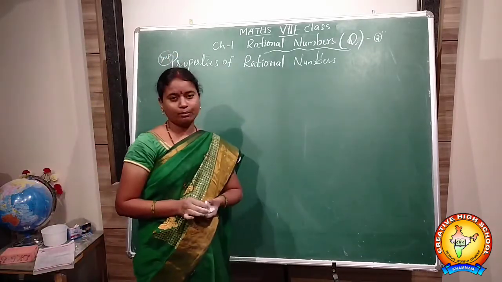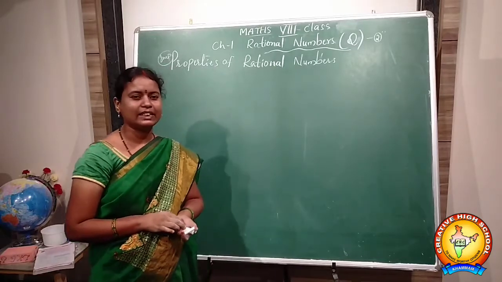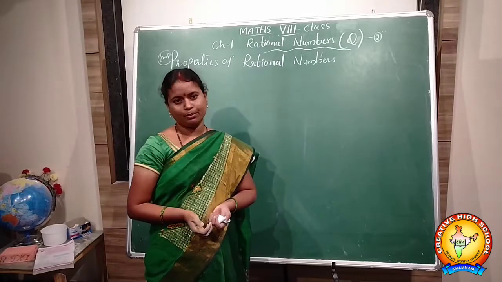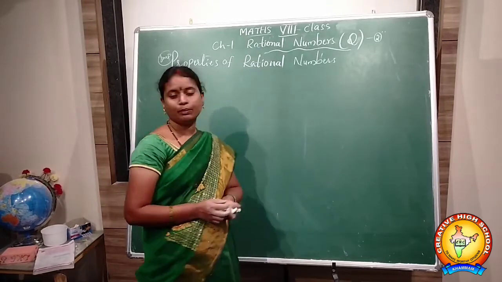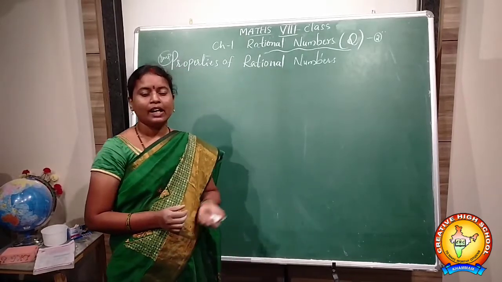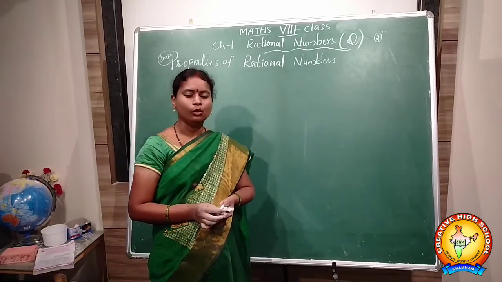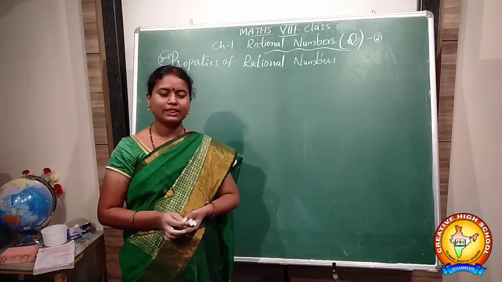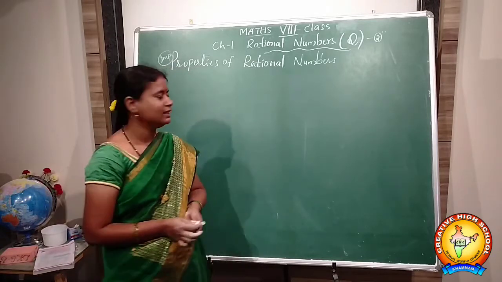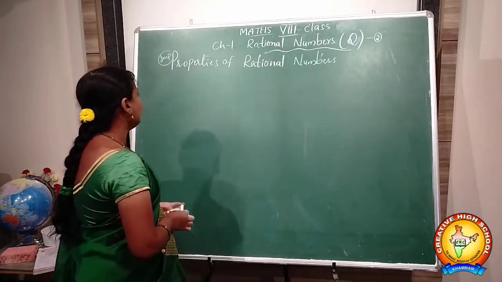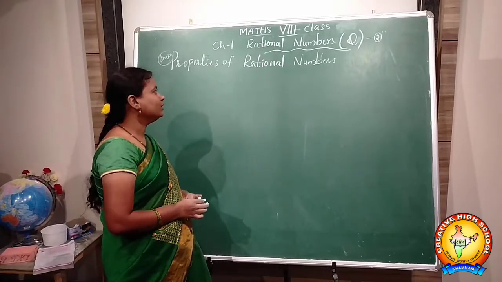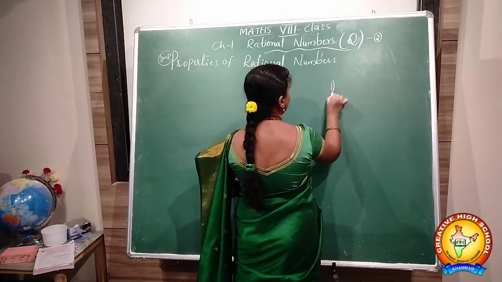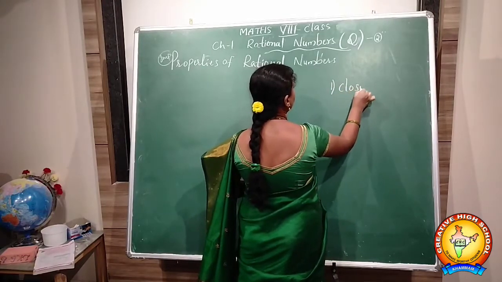Properties of rational numbers. In our previous classes, in 6th and 7th classes, when we were learning integers, there we learned the properties of integers. And when we were learning whole numbers, there also we discussed the properties of whole numbers. Yes? So like that only, here we have some properties of rational numbers. First one is closure property.